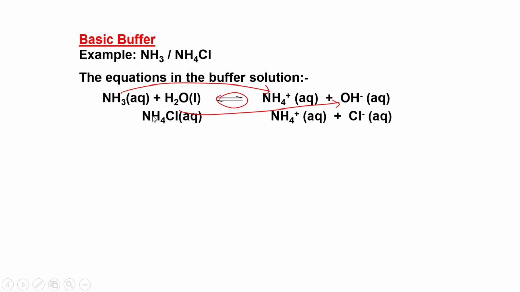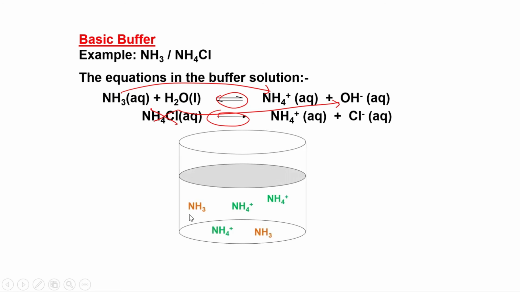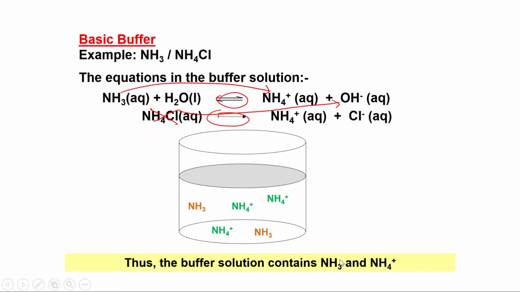Next, we must write down the dissociation equation for ammonium chloride. This salt dissociates completely into its cation and anion. So now, what are the species left in our reacting vessel? Is there any more salt? No. So what's left in our reacting vessel is ammonia and its conjugate acid. Ammonia is the basic component and the conjugate acid is the acidic component.